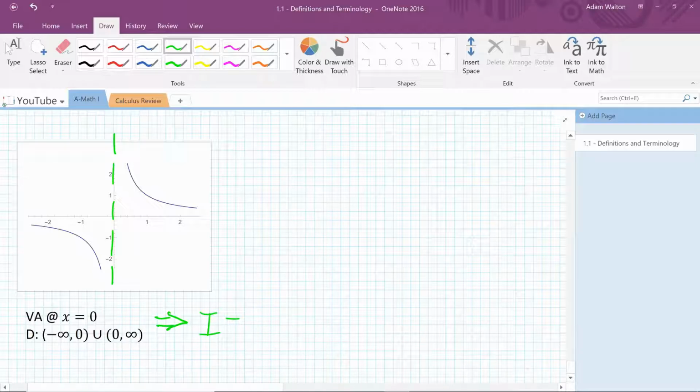So 1 over x can be our solution on the intervals negative infinity to 0 or 0 to positive infinity.